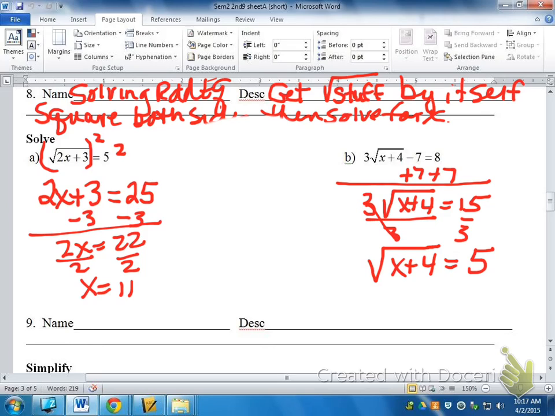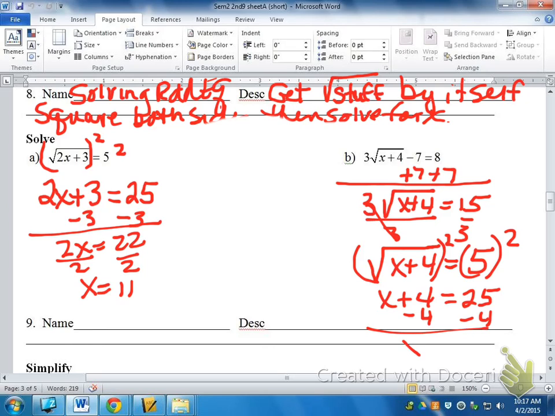Okay, now we got that square root stuff by itself. Square both sides. All right, so we square both sides. On the left, we would get x plus 4. On the right, 25. Then you have to solve, subtract 4 from both sides. X equals 21.